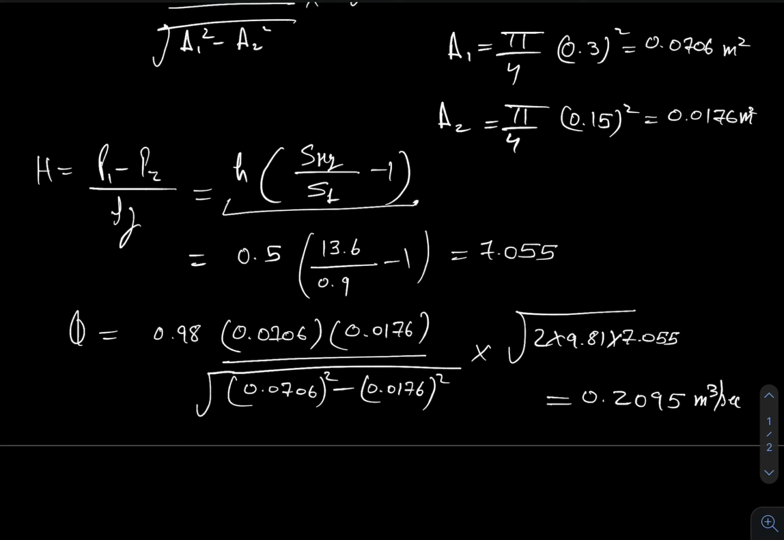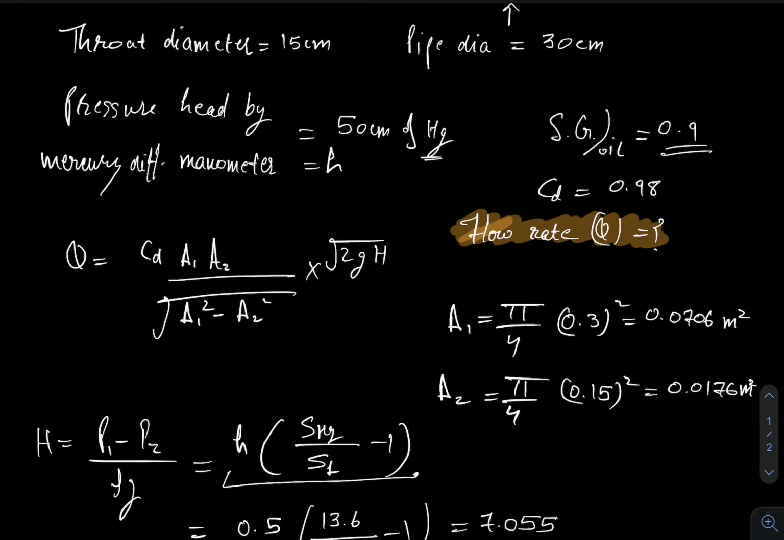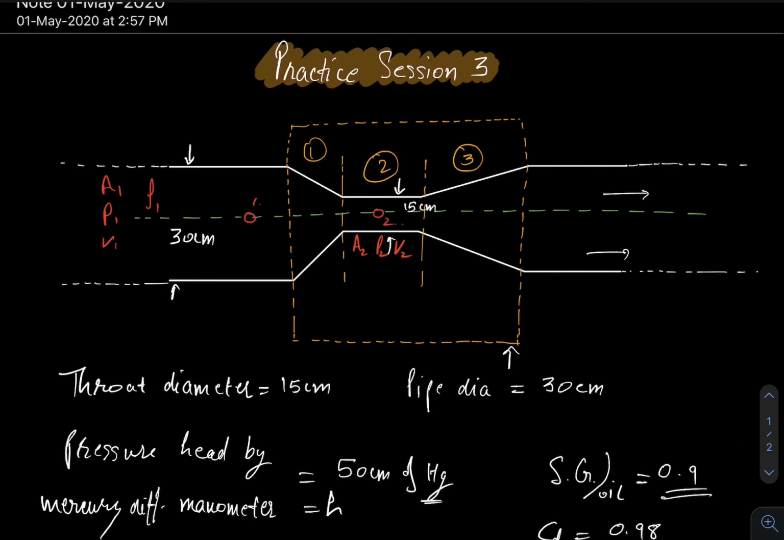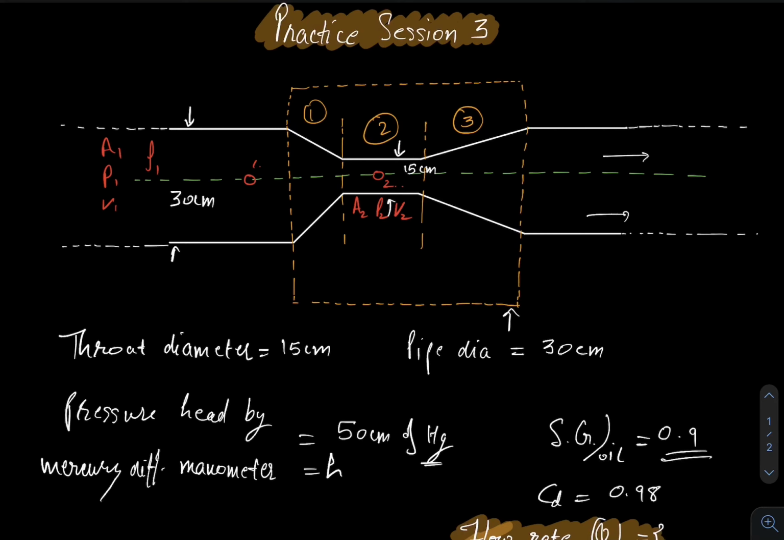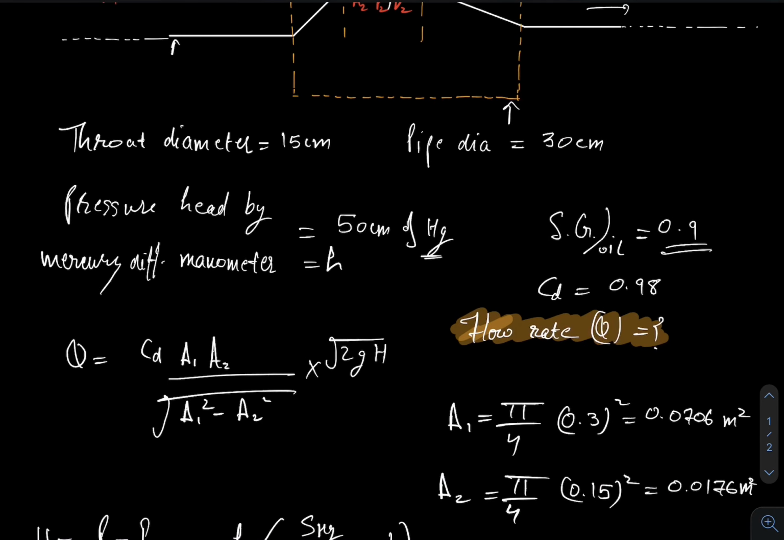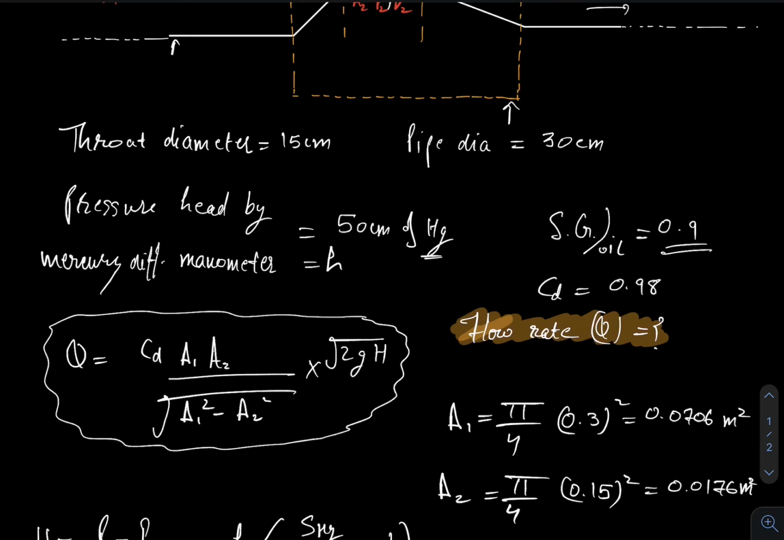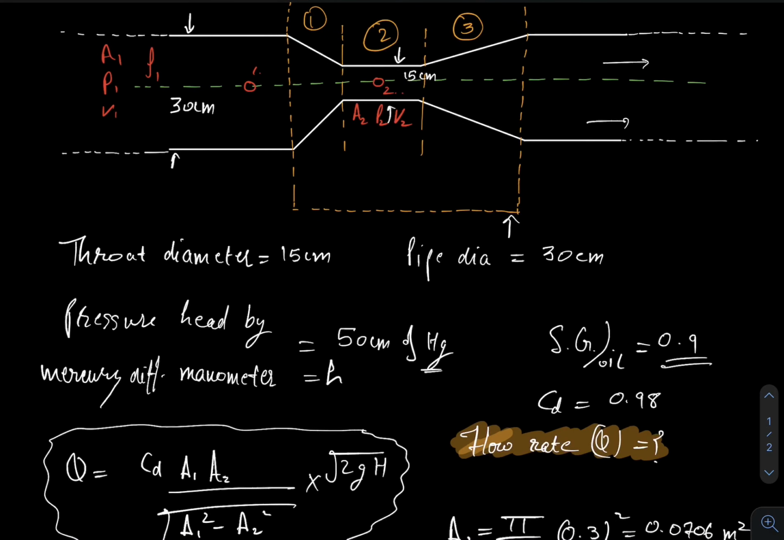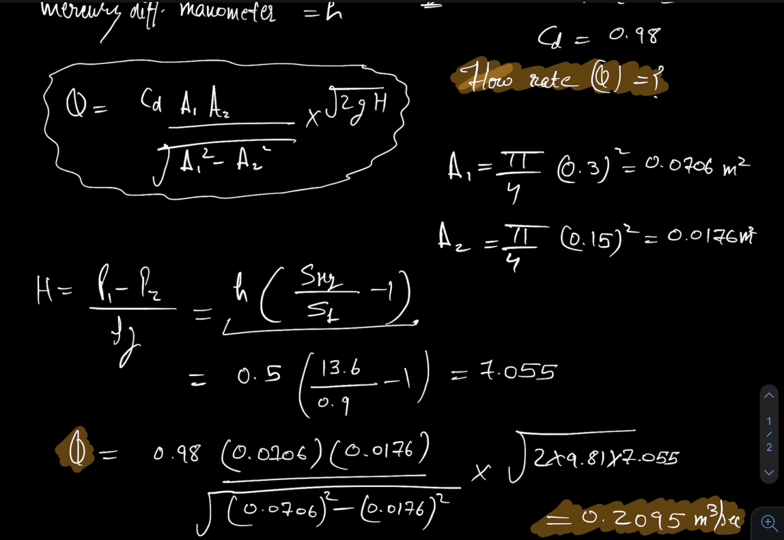Okay, so this was the result we were interested in. It is how flow rate is calculated. See, it's quite simple. Using Bernoulli's equation, in the last class we derived this formula, right? Now by using this formula, we calculated how the flow rate is calculated in a Venturi meter. I hope you are clear with this question.